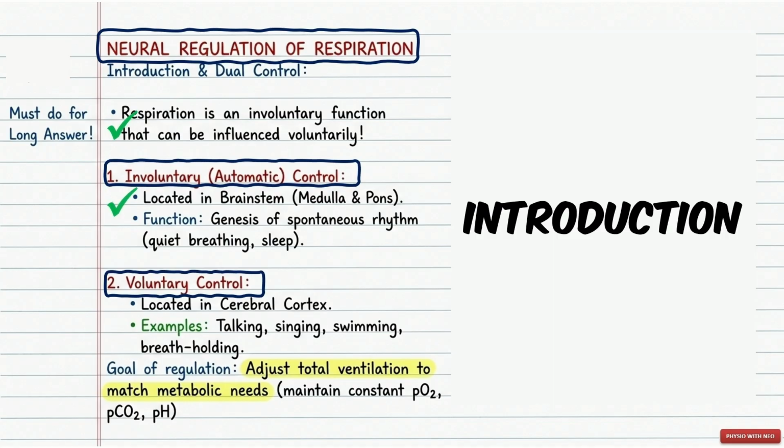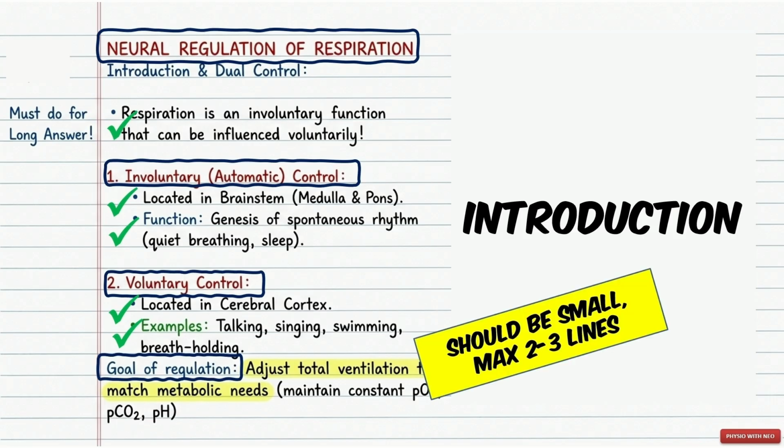Involuntary control is mainly located in the brainstem. Its function is mainly genesis of spontaneous rhythm, whereas voluntary control is located in the cerebral cortex and it helps in talking, singing, swimming and breath holding. So the ultimate goal of regulation is to adjust total ventilation to match the metabolic needs. See, the introduction should be small and it should include maximum 2 to 3 lines.